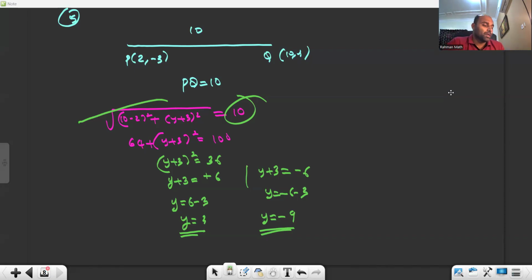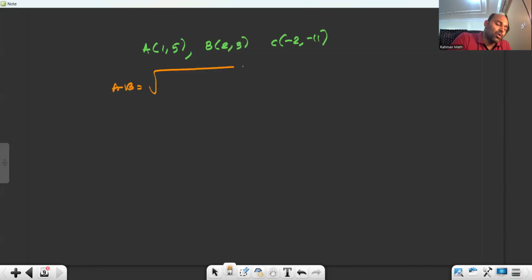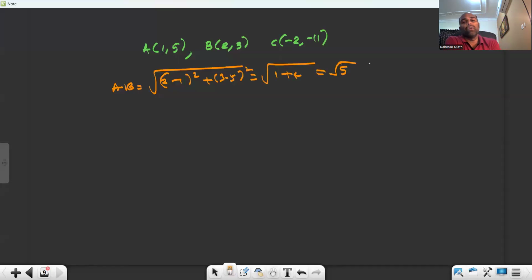Question number first one. The first coordinate we can call A (1, 5), B (2, 3) and C (minus 2, minus 11). Please find AB, BC and AC. Collinear, when they are telling, all the connections you have. AB: root of (2 minus 1) whole square plus (3 minus 5) whole square. 2 minus 1 is what? 1 square is this one. Root 5. You cannot simplify further. You got AB root 5.